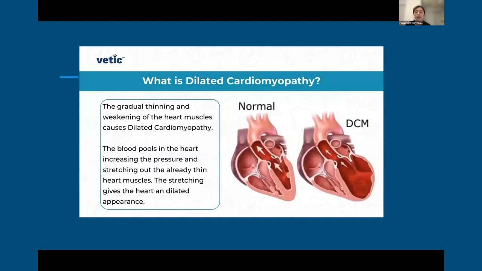All right. So, what is dilated cardiomyopathy? As I quickly talked about in the first slide, what happens is there's thinning and weakening of the heart muscles, like here, and then the right ventricle will really increase in size. And then the blood will pool in here and increase the pressure, stretching out the thin heart muscle, and it gives the heart a dilated appearance.